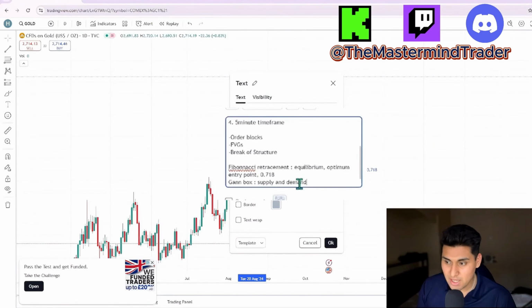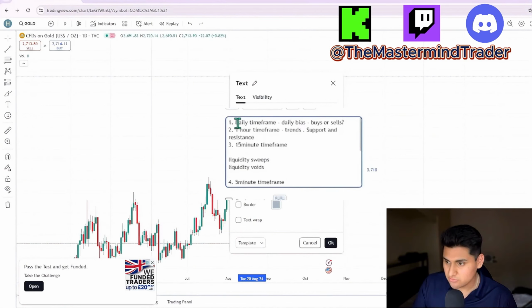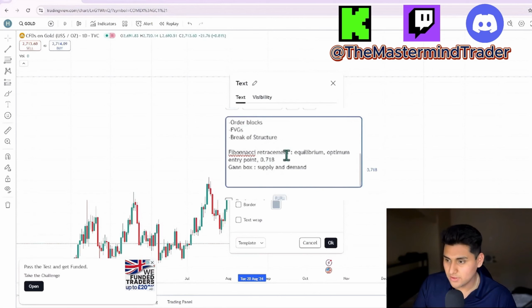Now you might be wondering, how do I use the Fibonacci retracement and the Gantt box within my structure? And it's very simple. I will come and show you exactly how I do it. But that is basically my trading strategy. So it consists of 4 steps along with 2 very important indicators, Fibonacci retracement and the Gantt box.